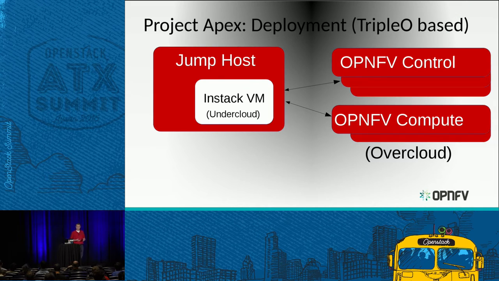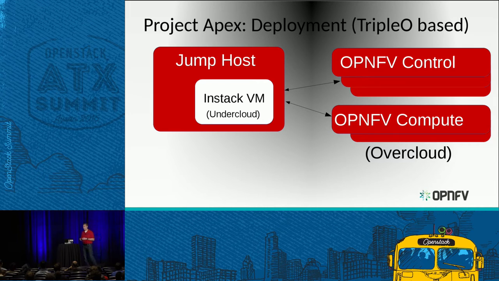I mentioned that everything is running on the Apex installer. And in the demo, I'm going to do a live demo in a little bit to show traffic going through a service function chain, but the deployment is TripleO based. If you haven't heard of TripleO, it's installing OpenStack on OpenStack. It's a little weird at first, but you're using OpenStack to install your OpenStack.